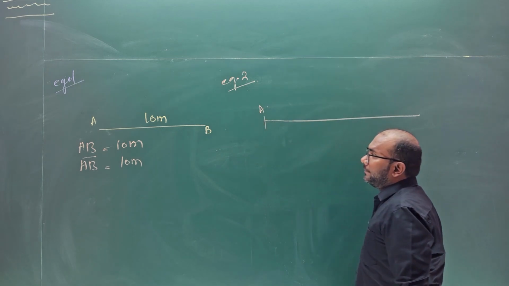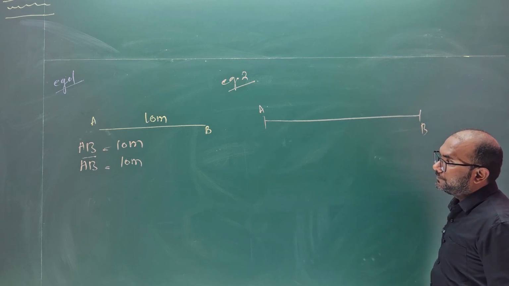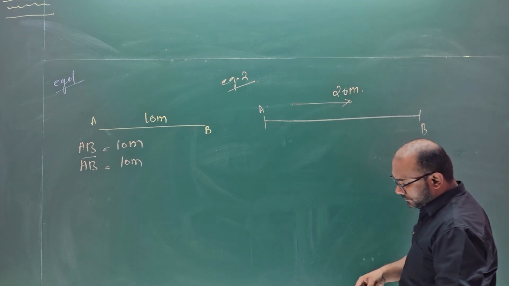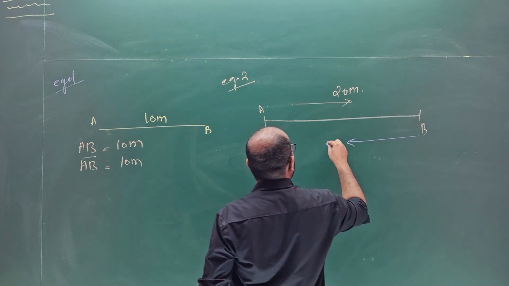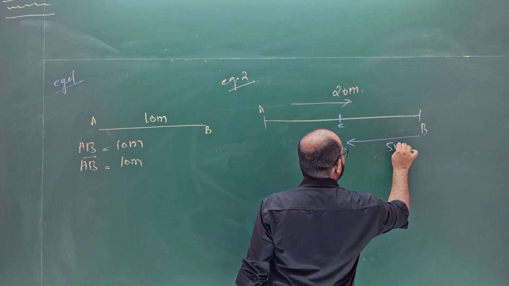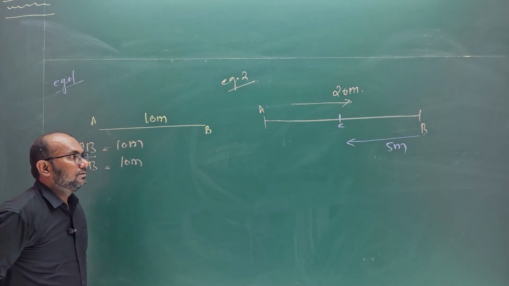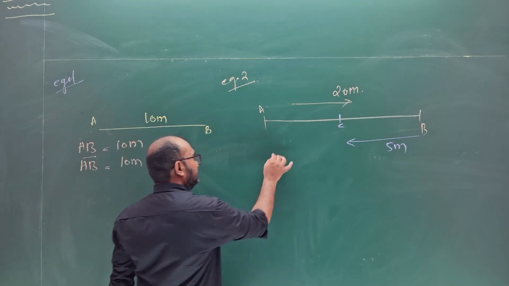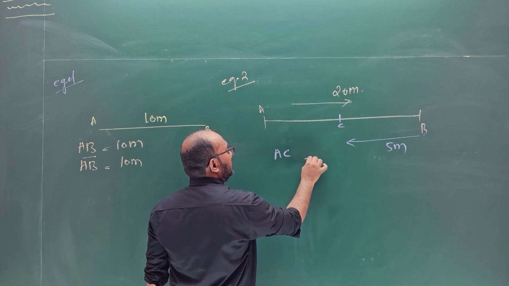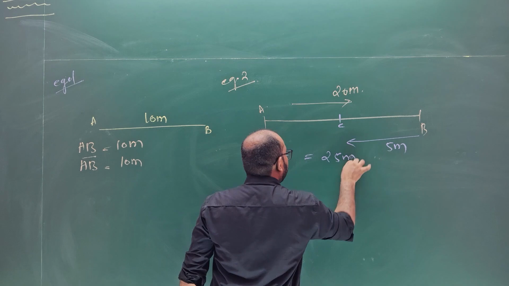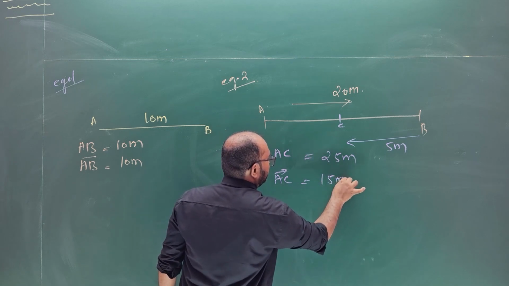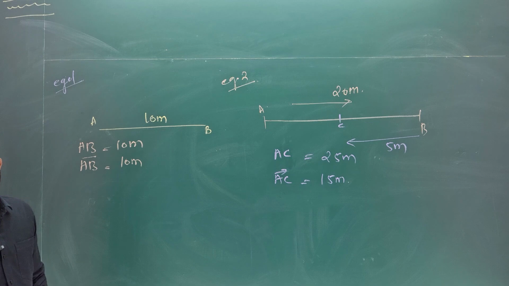Body started from point A and reached point B. In this direction the body traveled, let it be 20 meters. Then the body moved here and stopped at C, and it traveled a distance of, let it be 5 meters. Take anything. Total distance A to C is what? 25 meters. Displacement A to C? 15 meters. Sure? Okay.